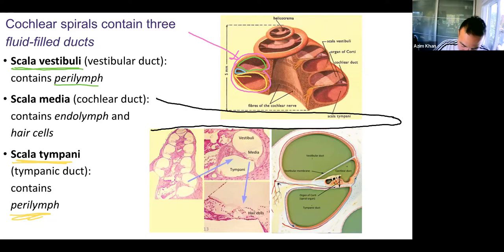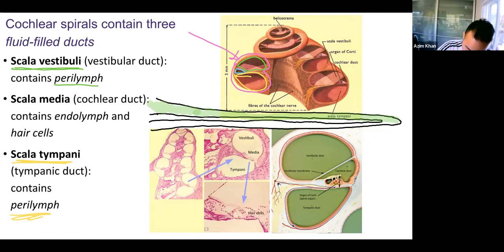The three different compartments, two of them are actually connected. Scala vestibuli would be here in green. Scala vestibuli is continuous with scala tympani. And then in the middle is scala media. So scala vestibuli and tympani are actually one compartment, but because they cross that turn, we separate them into vestibuli and tympani. They both contain the same fluid.